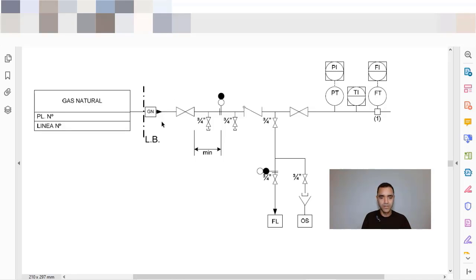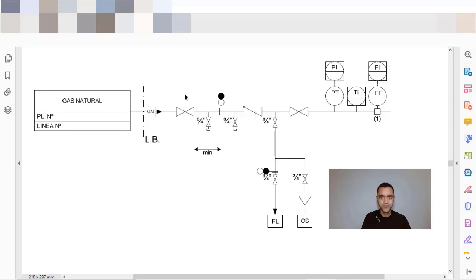And what you can see here is that the nomenclature, or the letters for battery limits, is not in English, it's "limite de bateria". We have the information of the fluid. In this case, most often we don't use this designation in the line, we use the line identification that is not shown here.